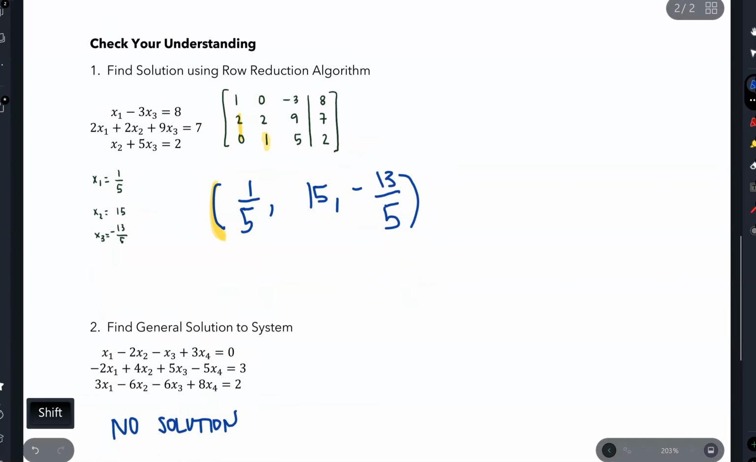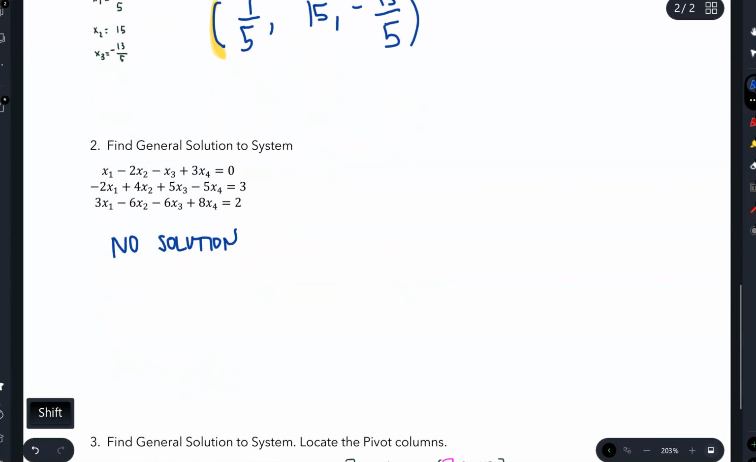All right. The second one, finding the general solution to the system. When I got down to the last row, this last row I had like 0 and 1. So that would mean that there would be no solution here.